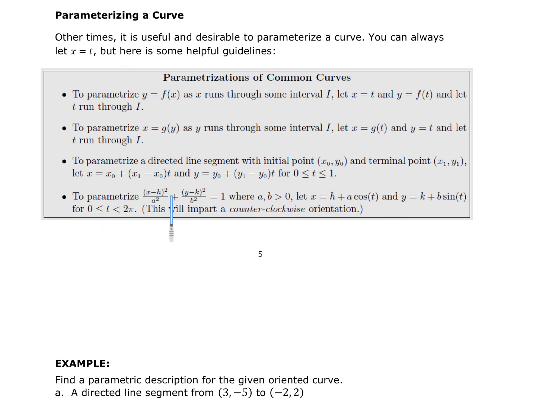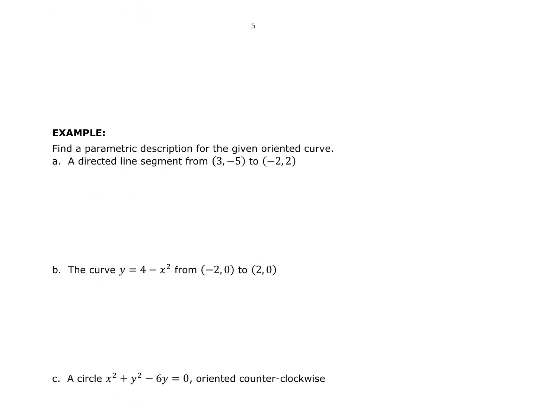Now we know how to parameterize the circles up above, but what happens if we have an ellipse that's not centered at the origin, or a circle not centered at the origin? Then we can parameterize it this way with x is equal to h plus a cosine of t and y is equal to k plus b sine of t, where t is going to go between 0 and 2 pi. What will happen by default is that it will be counterclockwise in terms of its orientation if we parameterize in this way.